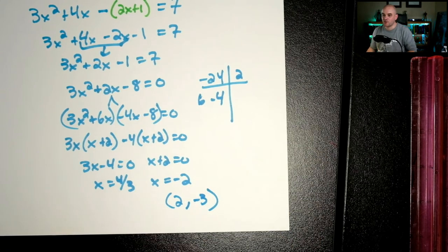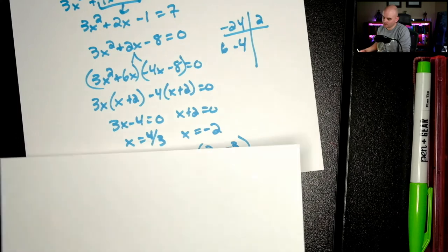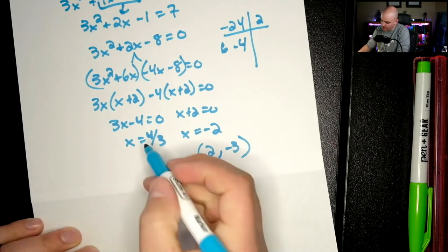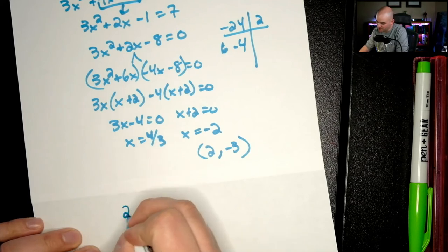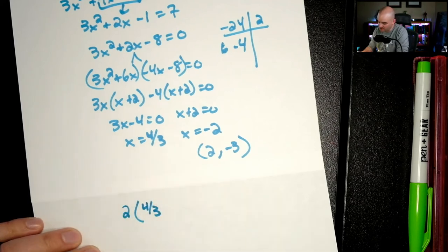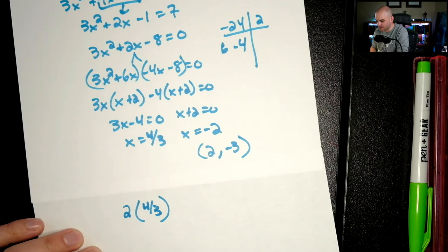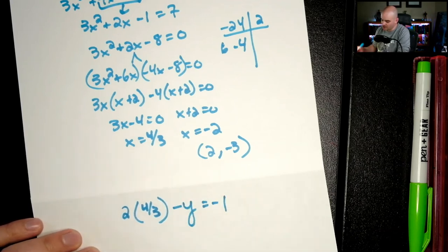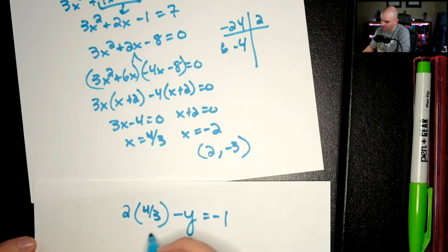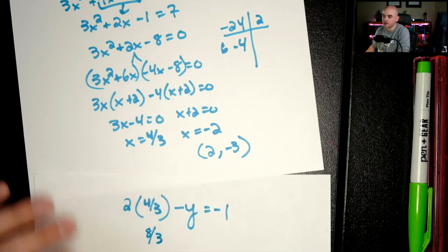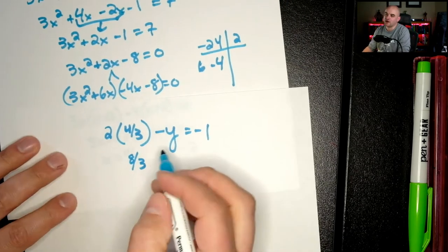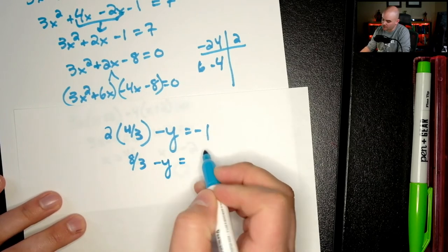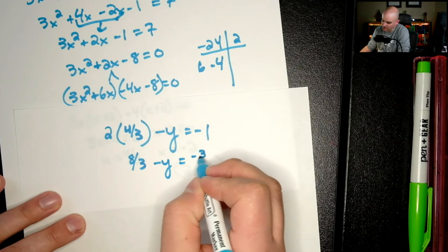Do the same thing for 4/3. I'm just going to add a piece of paper here because I'm running out of room up top. So to put 4/3 in, I'm going to say 2 times 4/3, that's where I'm substituting the x back in, minus y is equal to negative 1. And then solve from there. So 2 times 4/3 is 8/3. And then what do we got here? We got 8/3 minus y equals, and I'm just going to go ahead and convert this to thirds. I'm going to get negative 3/3.